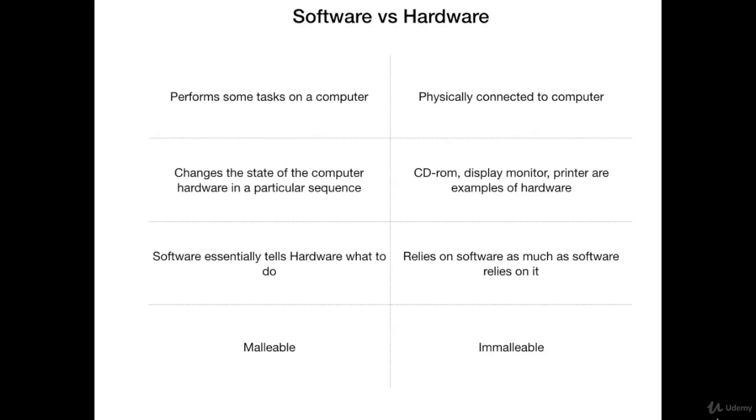A piece of software performs some tasks on a computer. It changes the state of the computer hardware in a particular sequence. It tells hardware what to do, and it's malleable, which means that if I'm not content with my current piece of software, I can always add some new code to make it less buggy, more efficient, etc. Hardware is immalleable. A CD-ROM, display monitor, or printer are further examples of computer hardware. Last but not least, it is physically connected to a computer.